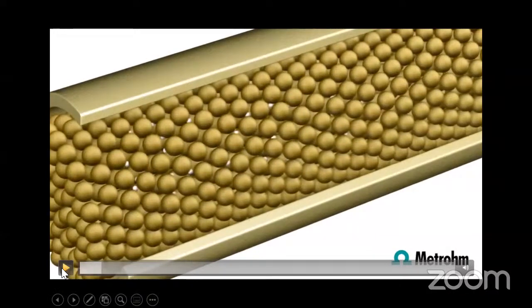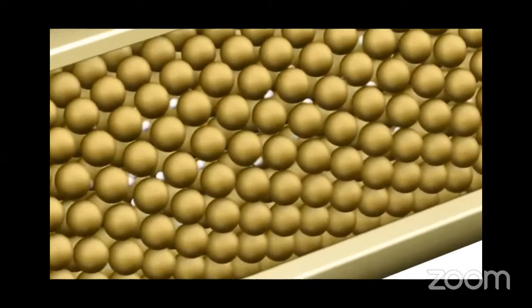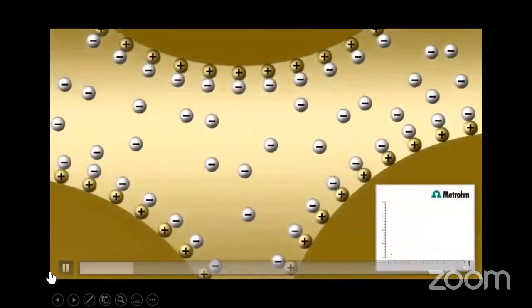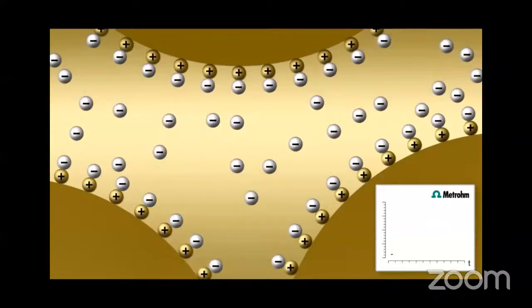Okay. So this is the column, and inside you have these beads, and I will switch it on. So you can see the ions moving inside the column. I'll pause it here. These white ions are negative ions. These are nothing but our carbonate ions. In our mobile phase, we have some concentration of Na+ and CO3 2-.